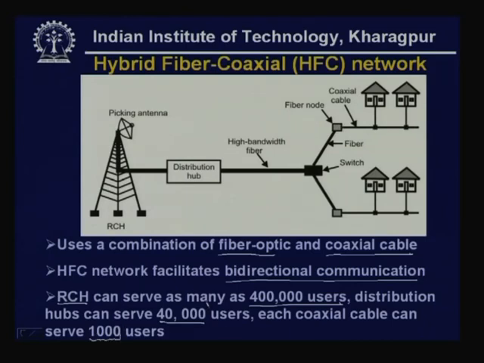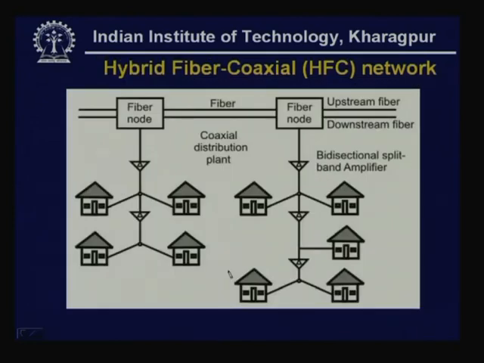So, you can see there is a hierarchy of the optical fiber cable distribution, and this is how it is done, as shown in this diagram. Here, as you can see, this is the optical fiber cable, and there are two cables, one is upstream fiber, another is downstream fiber. So, you require a pair of optical fiber cables for bidirectional communication. So, you have upstream and downstream fiber cables.